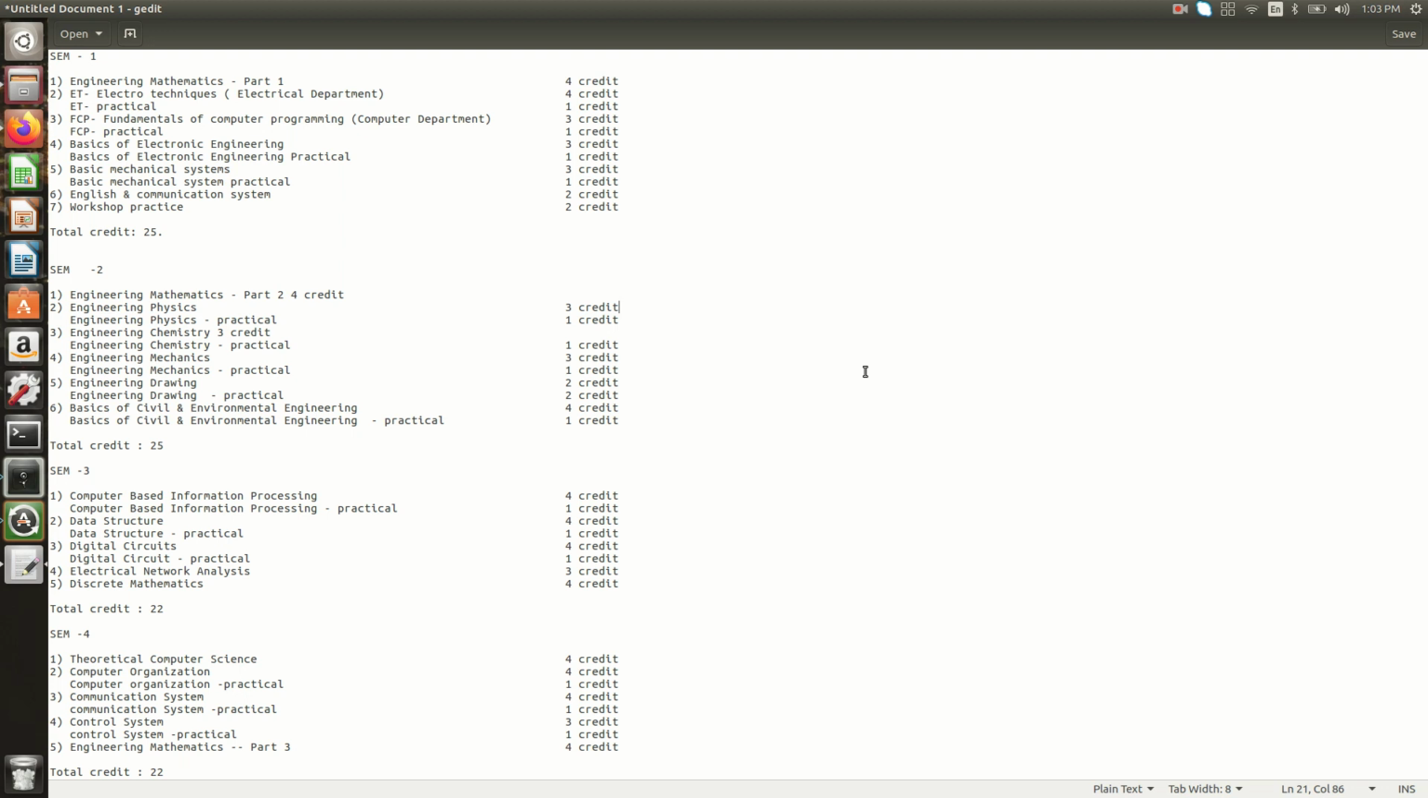So friends, sem 1, as you know, sem 1 and 2, these are common in these semesters. We have all the common subjects from all the branches. It is not branch specific. So in sem 1 we have engineering mathematics. Up till 4th or 5th sem you have mathematics. Since I am from computer science, these subjects are pertaining to computer science.